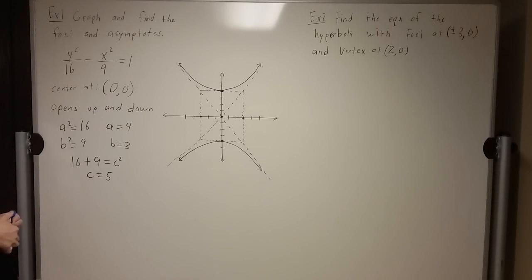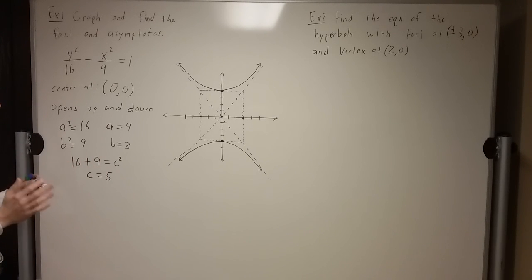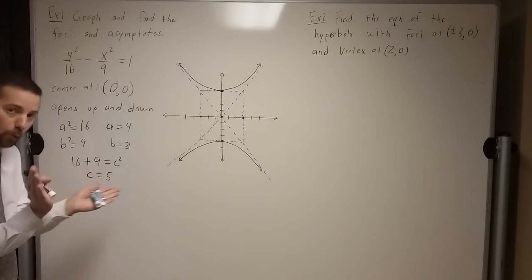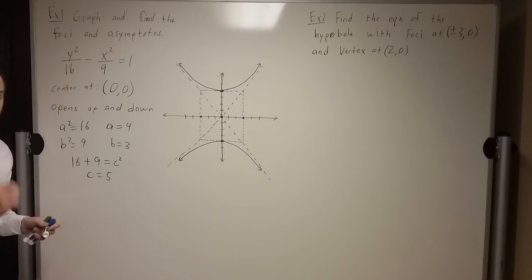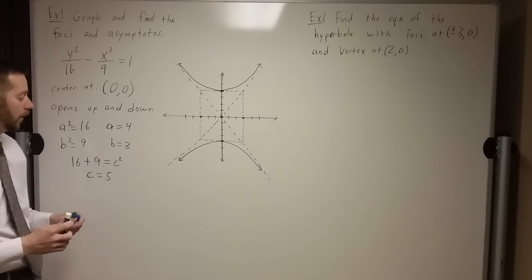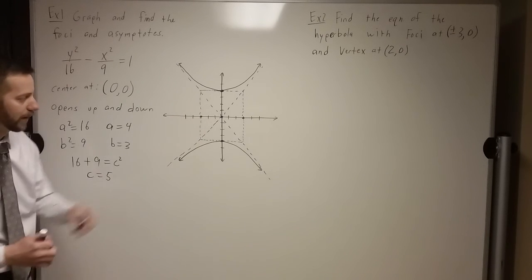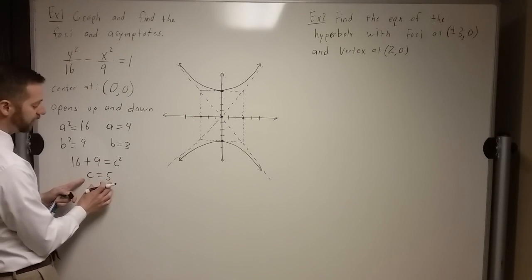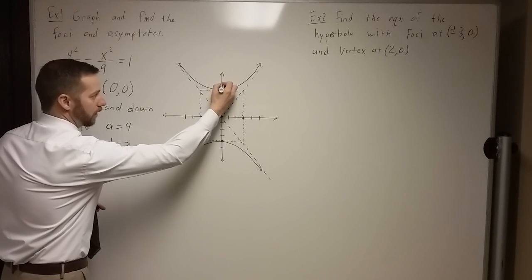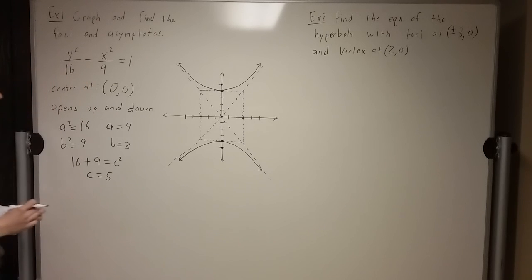Now remember, in order to figure out should we be going up and down or left and right to get to the foci, every shape we've talked about always opens around the focus. This has to be the same way. And so since this has to open around the focus, we need to basically go up and down so that we're opening around the foci. And so c is 5, which means I need to go up 5 and down 5 to come up with the foci on this.